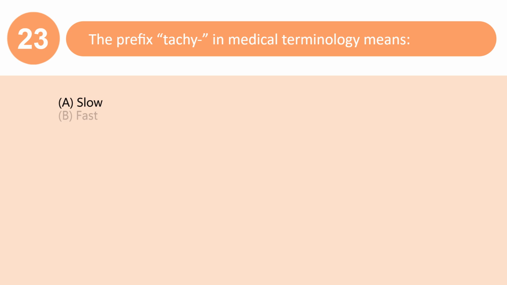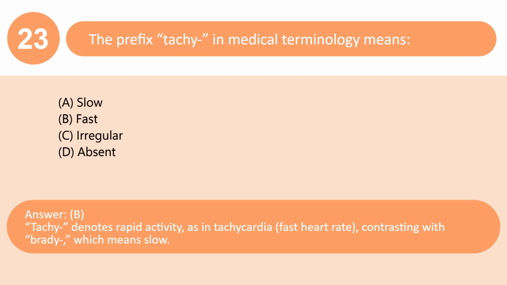The prefix tachy- in medical terminology means: A. Slow. B. Fast. C. Irregular. D. Absent. Answer: B. Tachy- denotes rapid activity, as in tachycardia, fast heart rate, contrasting with brady-, which means slow.